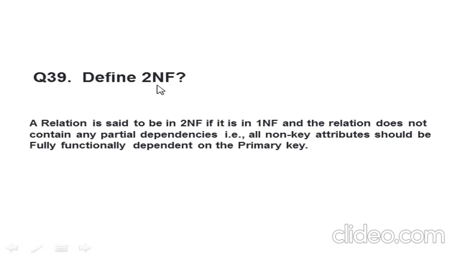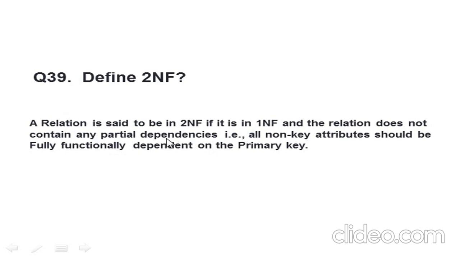Next, define 2NF or second normal form. A relation is said to be in second normal form if it is in first normal form. This is the first condition. For a relation to be in second normal form, it has to be in first normal form, and the relation does not contain any partial dependencies.